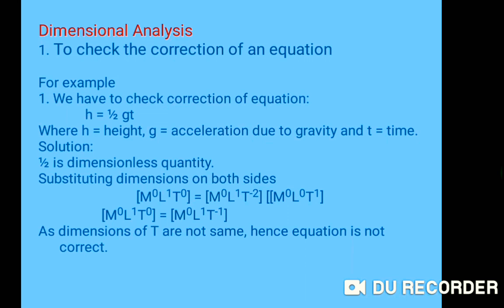As the dimensions of T are not the same, see, in these two formulas, M raised to power 0, M raised to power 0, that's okay. L raised to power 1, L raised to power 1, that's okay. T raised to power 0 and T raised to power minus 1. So with the help of these, we can say that as the dimensions of T are not the same, hence the equation is not correct.